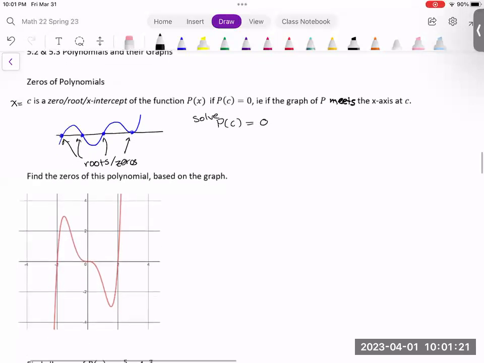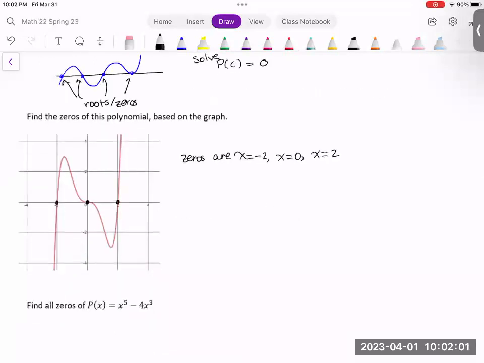So what I'd like you to do is take a moment, look over this graph, and identify the zeros of this polynomial. Okay, so we can see 1, 2, 3 places where our y value is equal to 0. And so we'll say that the zeros are x equals -2, x equals 0, and x equals 2.